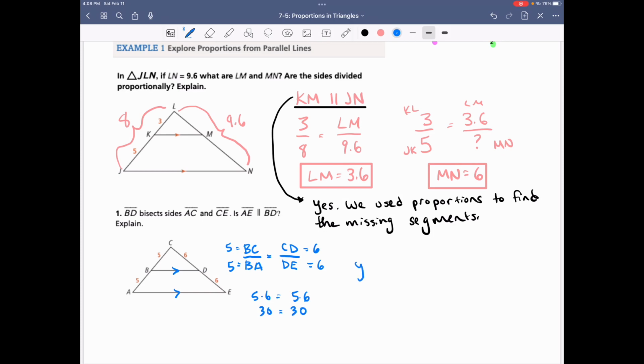So yes, BD and AE are parallel. Or you could write it as BD is parallel to AE. All right, get ready to turn your page.